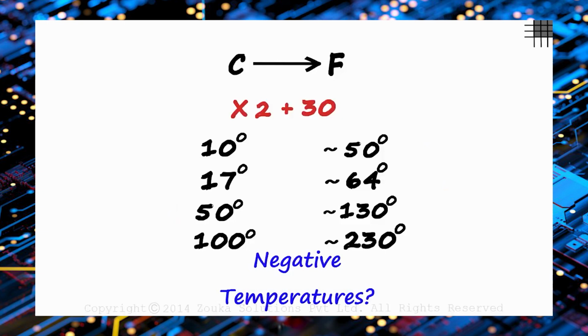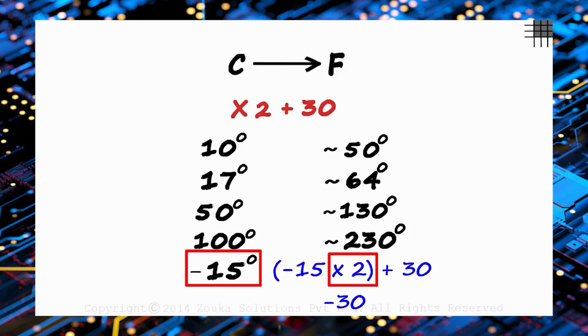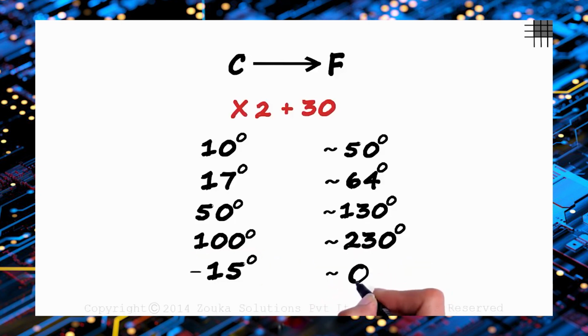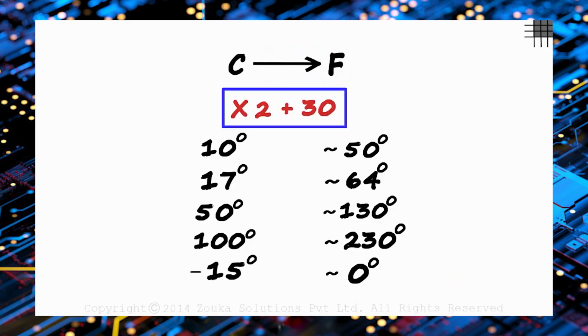Does this work for negative temperatures as well? Absolutely. Say minus 15 degrees Celsius. Minus 15 times 2 is minus 30, and minus 30 plus 30 equals 0. Minus 15 degrees Celsius is approximately 0 degrees Fahrenheit. The exact value comes out to be 5 degrees Fahrenheit. So to convert from Celsius to Fahrenheit, just multiply by 2 and add 30 to the product.